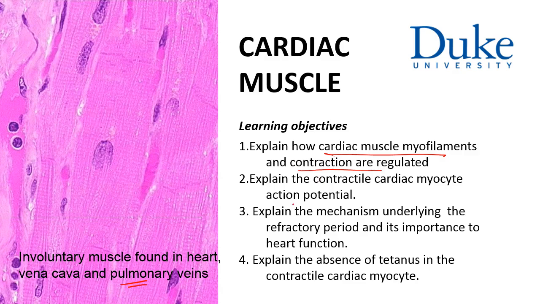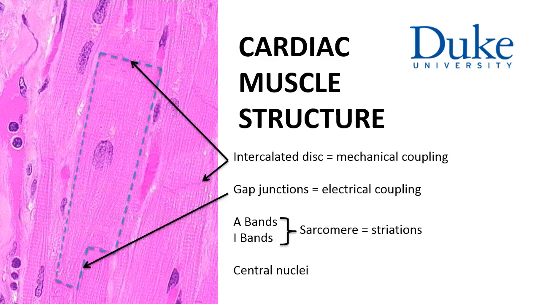The other thing we want to talk about is the action potential of these cells. And the third thing is the mechanism that underlies what's called a refractory period. And this is a period where the cardiac myocyte is not able to have a second action potential initiated. And then its importance to heart function. And then lastly, we want to talk about the absence of tetanus, and that is a Charlie horse within the heart itself.